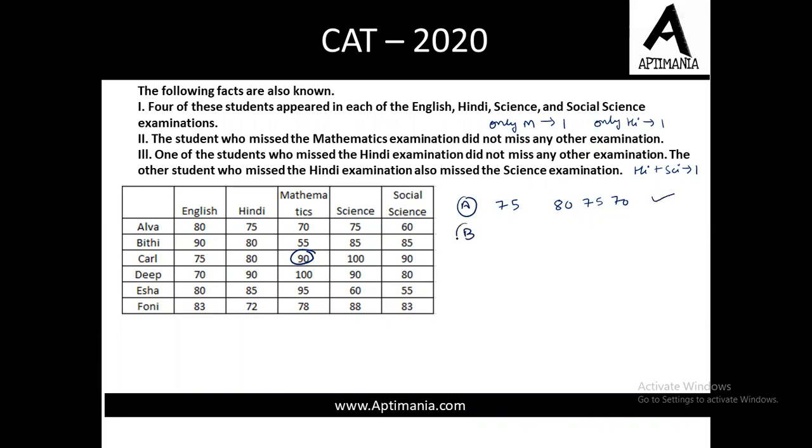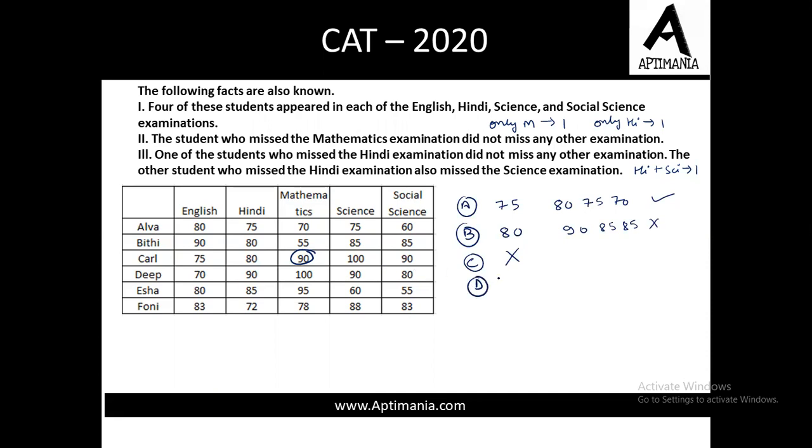Now let us move to the B case, where marks in Hindi is 80 and the top three marks are 90, 85 and 85. Not possible. The average cannot be 80. 80 is the lowest value, which is not possible then. Now C, we need not check for C because C is the one who didn't appear only in the mathematics examination. So C we have already marked. So there is no need to check C. Let us move to D.